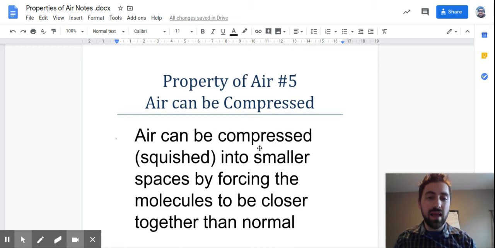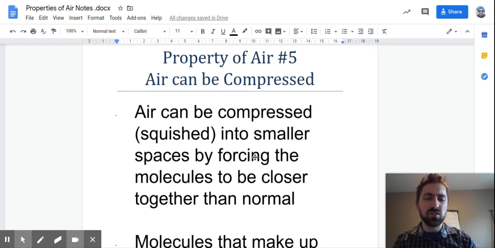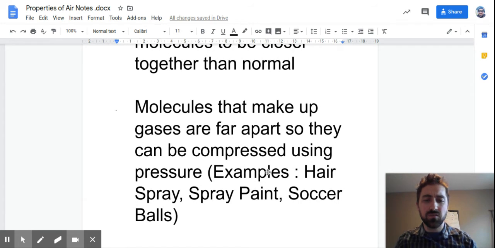Property number 5, air can be compressed. Air can be compressed or squished into smaller spaces by forcing molecules to be closer together than they normally would be. Molecules that make up gases are far apart, so they can be compressed using pressure. Think of anything from hairspray to spray paint to soccer balls.